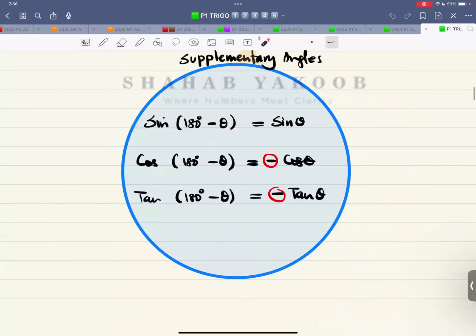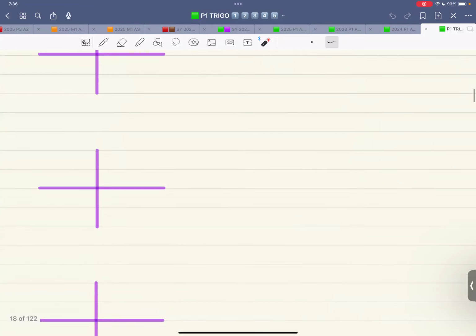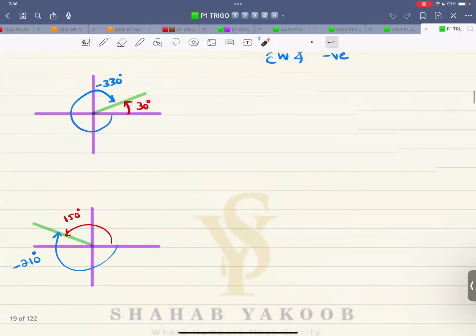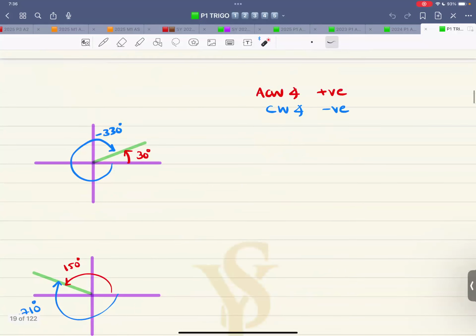And supplementary angles, we already talked about it. This was also discussed in O-level maths. And this is now being discussed in AS and will be discussed in A2. And yes, clockwise angles, very important. Clockwise and anti-clockwise. Anti-clockwise angles are positive, clockwise angles are negative.